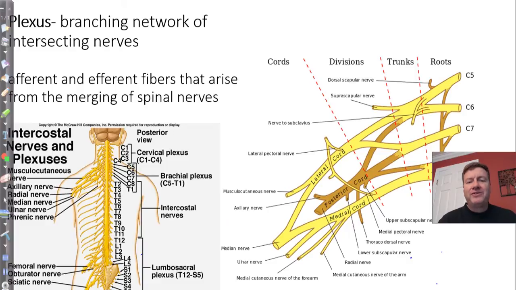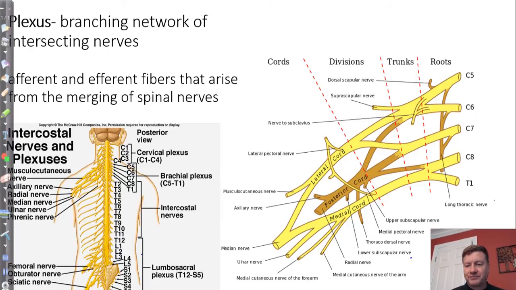The last thing I want to mention in this video is to talk just a little bit about plexus, plexi plural. I've kind of led you to believe, and I think most people believe, that a peripheral nerve is going to come off from the spinal cord, and that one nerve does one particular thing all the way until it gets to your little finger. In reality, we have branching networks of nerves called a plexus. So let me move for a second here.